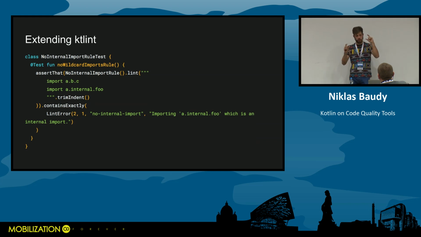So again, we have our Kotlin file, which is the same as a text, and then we can also go call a lint function, which is provided by the testing functionality, and then we can assert that the lint error on line 2 of our no internal import rule is flagged.